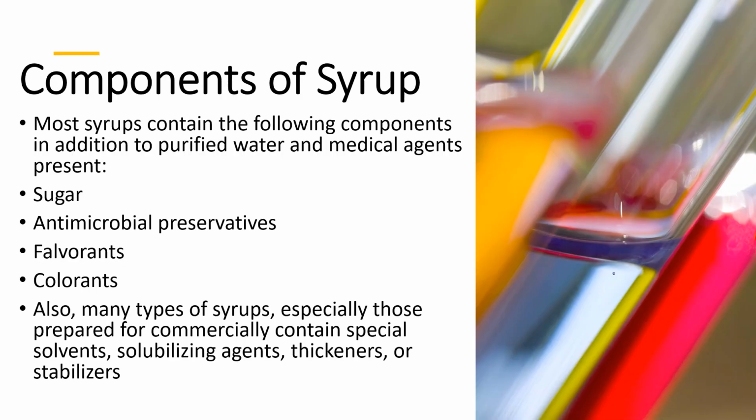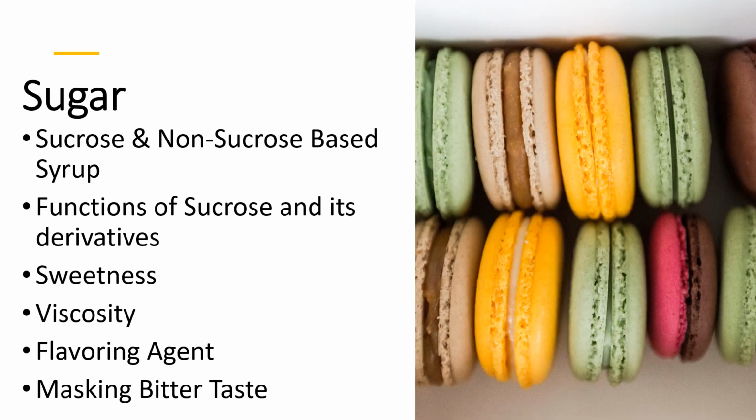So what are the components of syrup? Syrups, in addition to purified water and medical agents, include sugar, antimicrobial preservatives, flavorants, and colorants. In addition to these components, some syrups also contain special solvents, solubilizing agents, thickeners, or stabilizers. So the syrups can be sucrose containing and non-sucrose containing. Functions of sucrose in syrups and its derivatives include sweetness, viscosity, flavoring agent, and masking the bitter taste.